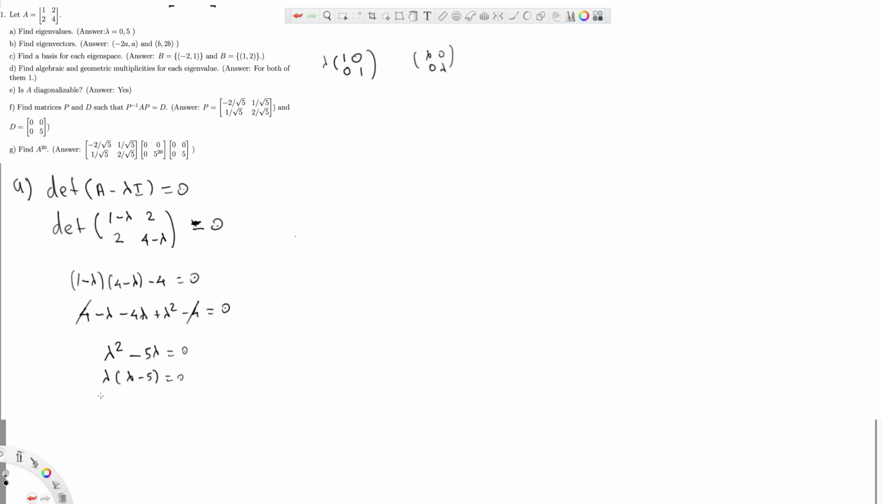Therefore, there are two eigenvalues. One of them is lambda equal to 0. The other one is lambda equal to 5. So these are my two eigenvalues.